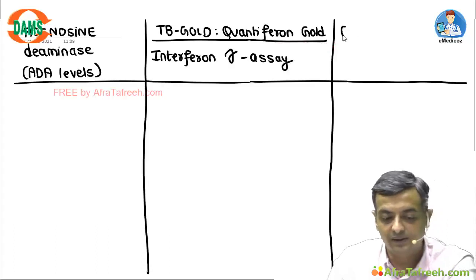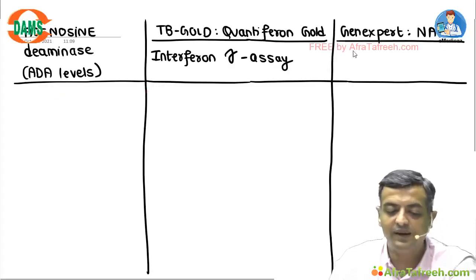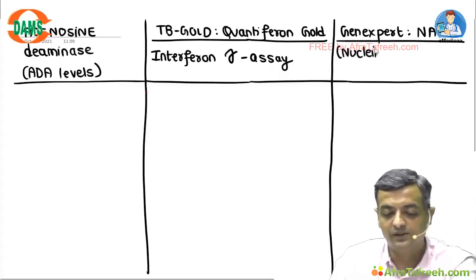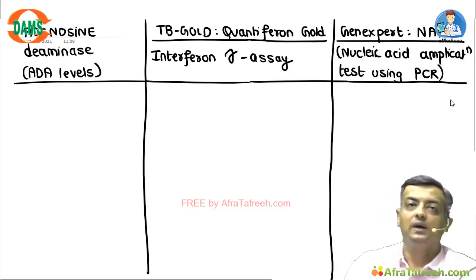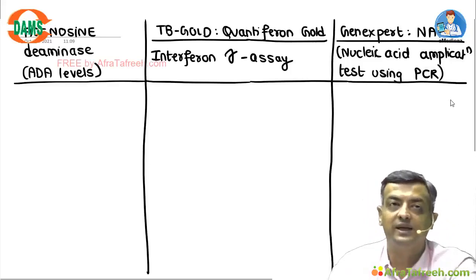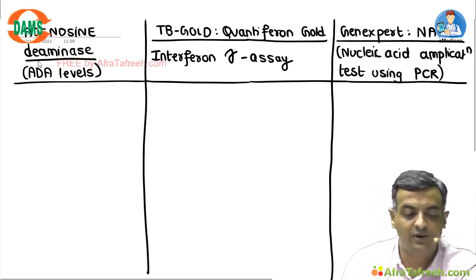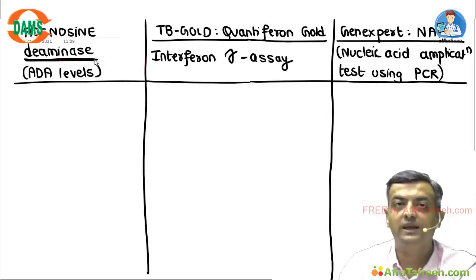And we have got the GeneXpert, which is a nucleic acid amplification test using the polymerase chain reaction, PCR. Three tests I want you to know: adenosine deaminase, TB gold and the GeneXpert test.